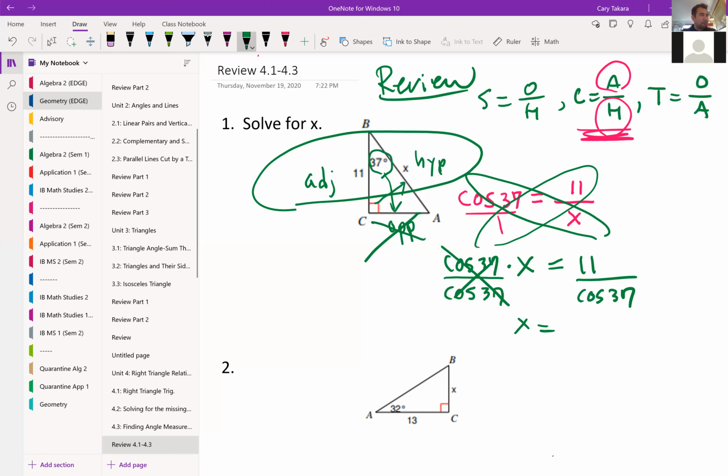Yeah, so everybody take out your calculator. Let's do 11 divided by cosine of 37. What do you guys get? Very good. You get 13.7, or I'm going to round off, and so it will be 13.8. Yeah, nice job. What's the unit? Does it have a unit? No, it doesn't have a unit. So this is the whole process, right? Label, set up, cross multiply. Let's do number 2.